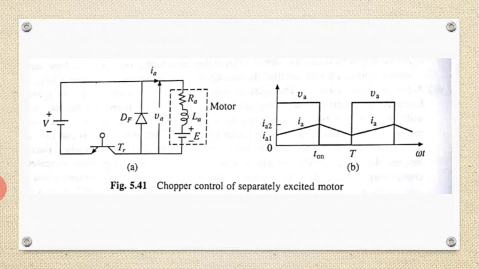What happens here is that there are two modes. When the switch is on, the supply is connected, and during turn off the supply V is off, between T on and T. Let us discuss these two modes of operation.